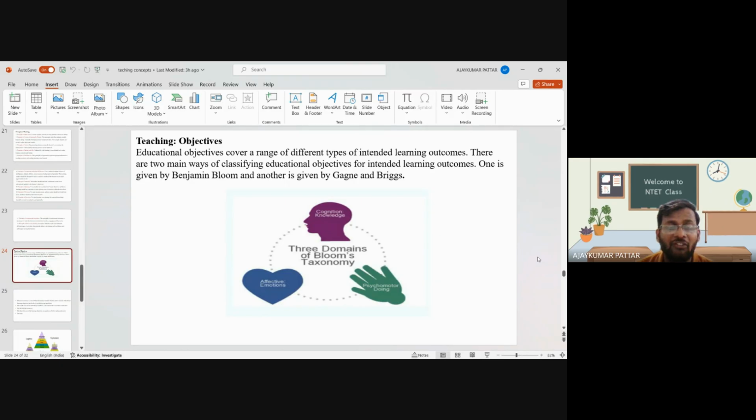There are two main ways of classifying the educational objectives for intended learning outcomes. दो लोग हैं, बेंजामिन ब्लूम एंड अनदर वन इज गैग्ने एंड ब्रिग्स. These two people have given the objectives of teaching. अब टीचिंग का ऑब्जेक्टिव क्या है, फाइनल ऑब्जेक्टिव क्या है, फाइनल आउटकम क्या है, इन लोगों ने एक कॉन्सेप्ट बताया है. उस पे पहले बेंजामिन ब्लूम ने बताया है.